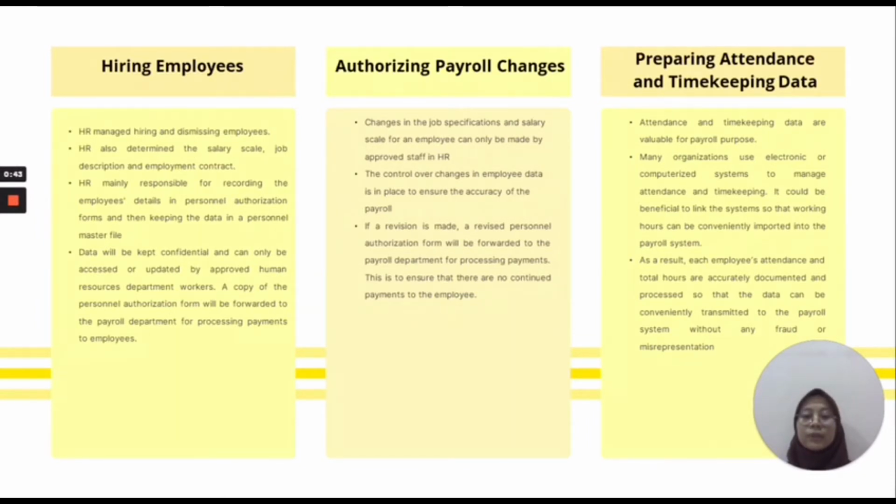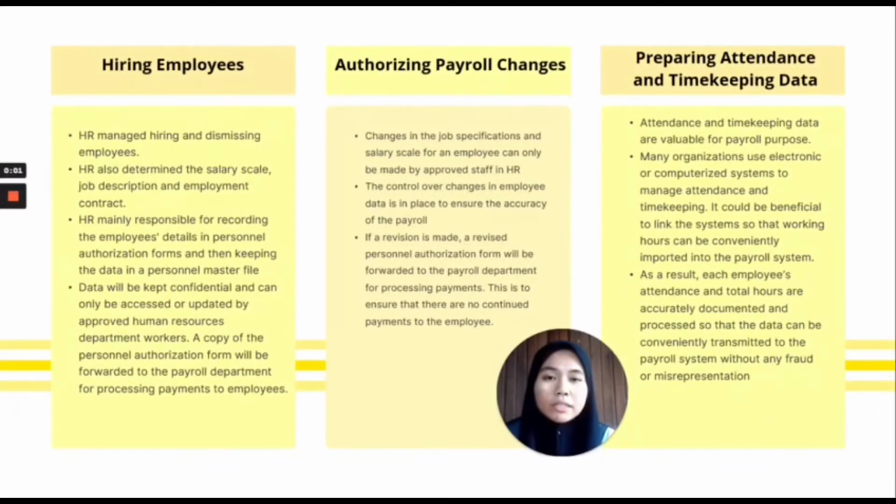Separate functions for creating and updating personnel records and for payroll payment prevent payments being made to fictitious employees. If the two functions are assumed by the same function, it is likely that there will be a misappropriation of payments.